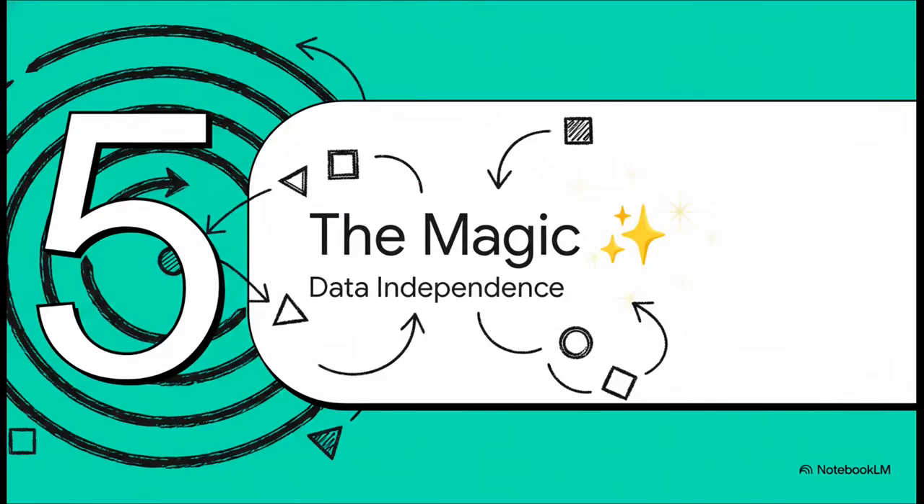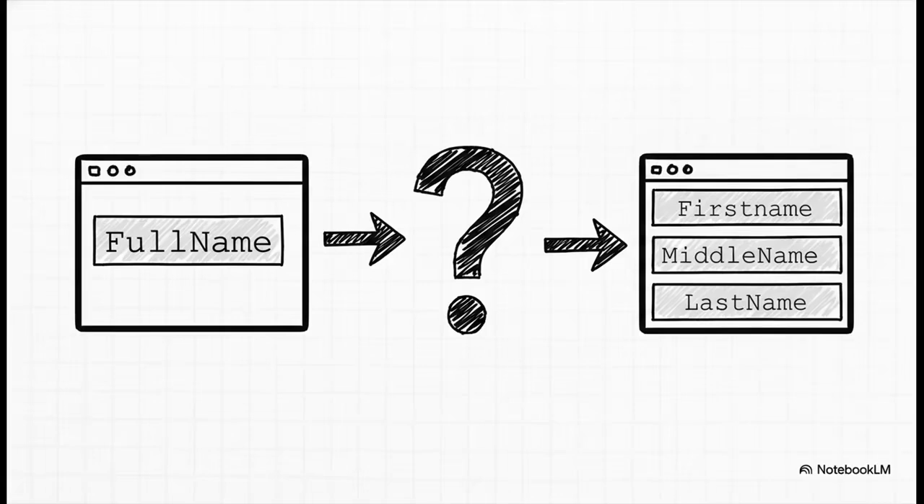Okay, next up, Section 5. This is where it all comes together, the magic of the system, data independence. So we have these three separate layers, but what makes them so powerful is how they connect. Let's look at a classic problem. Let's say a user's app needs to show a full name, but in our database blueprint, we're actually storing it as three separate pieces: first name, middle name, and last name.